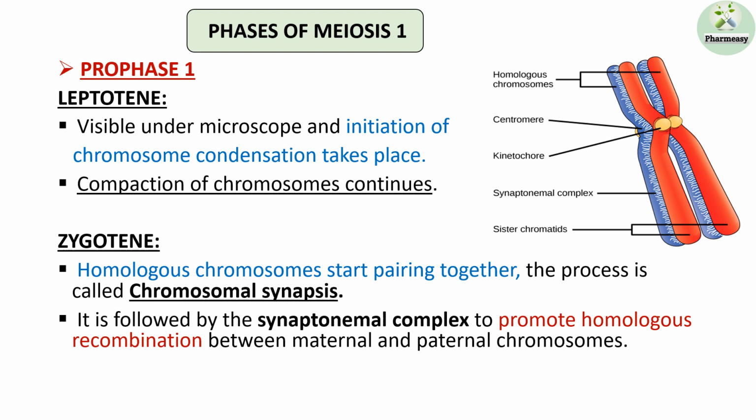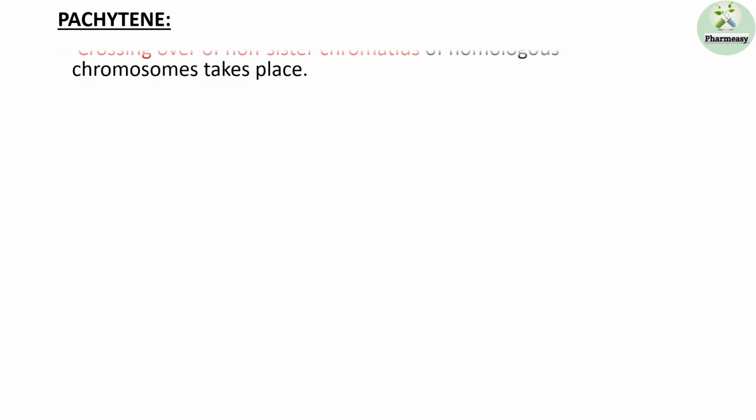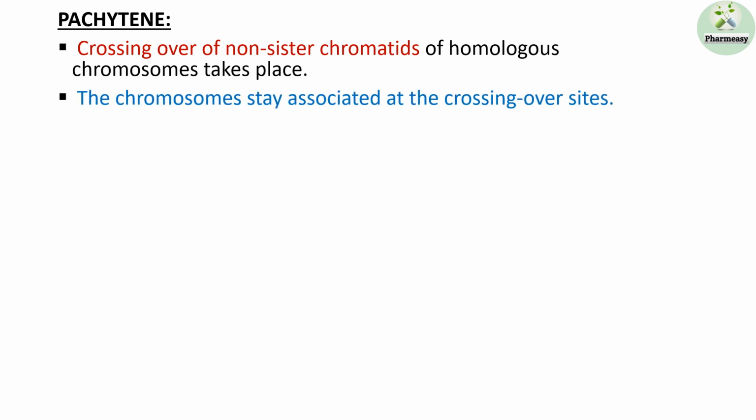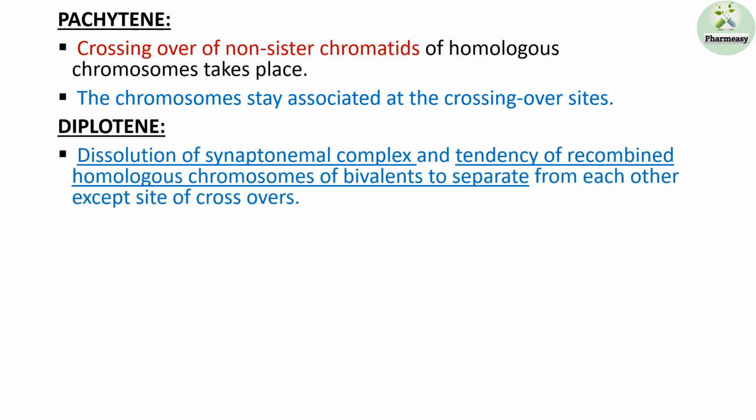Third is pachytene. In this, crossing over of non-sister chromatids of homologous chromosomes takes place. And chromosomes stay associated at the crossing over sites. Fourth stage is diplotene. In this, there is dissolution of synaptonemal complex and a tendency of recombined homologous chromosomes of bivalents to separate from each other except at crossing over sites. These are known as chiasmata.